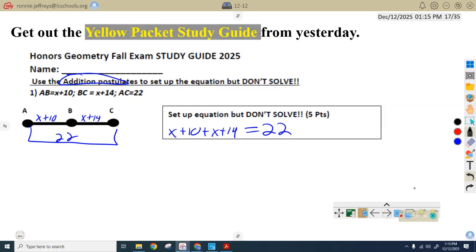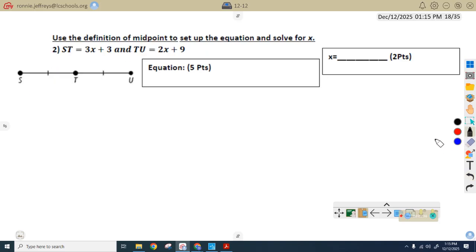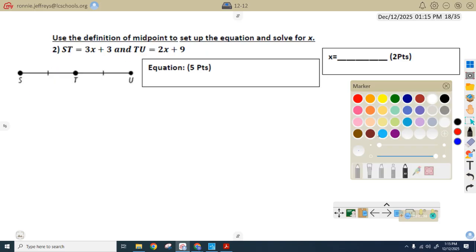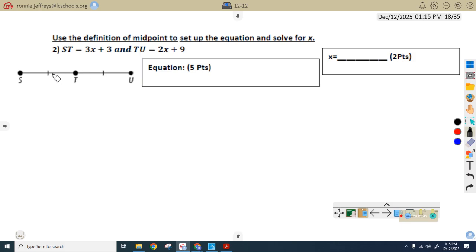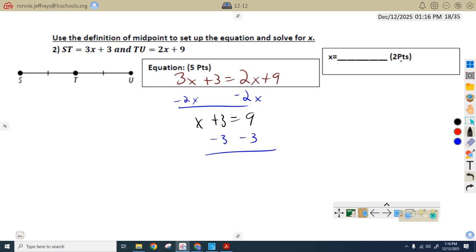So, that was number 1. Number 2. You actually have to solve this one. It tells you that these two are congruent. Whoops. That's not what I want to do first. I lost something once. Okay, there you go.